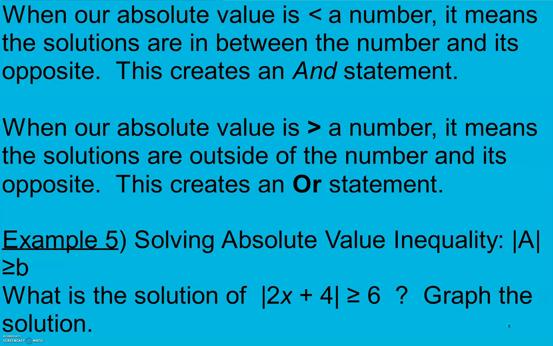So when our absolute value is less than a number, it means the solutions are in between the number and its opposite. This creates an and statement. When our absolute value is greater than a number, it means the solutions are outside of the number and its opposite. This creates an or statement.